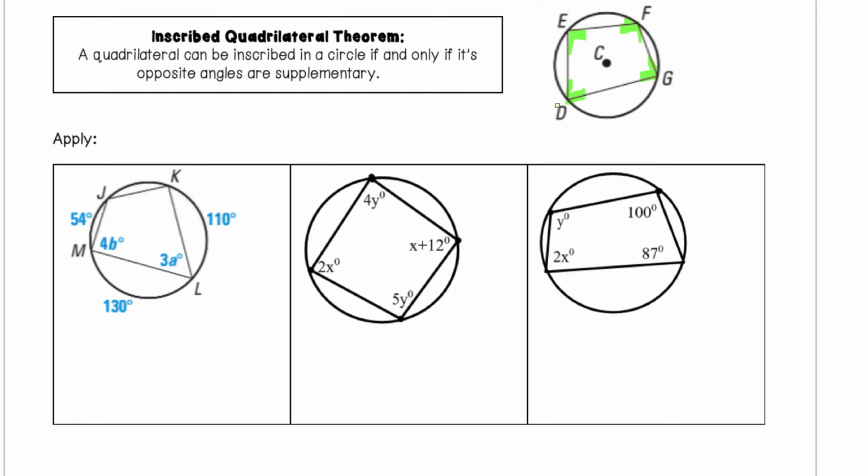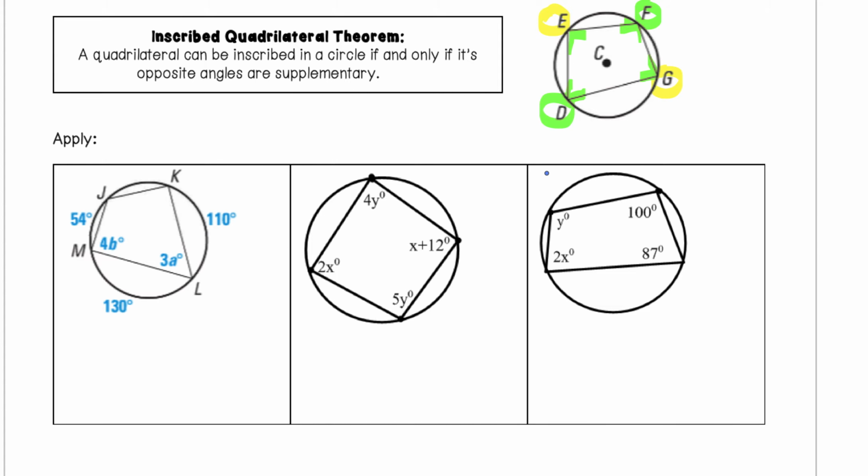So that means that D plus F must equal 180, and E plus G must also equal 180. They need to be supplementary to one another. They don't have to be congruent necessarily, just supplementary. So we're going to use that to help us solve some of these. And I would suggest working backwards.